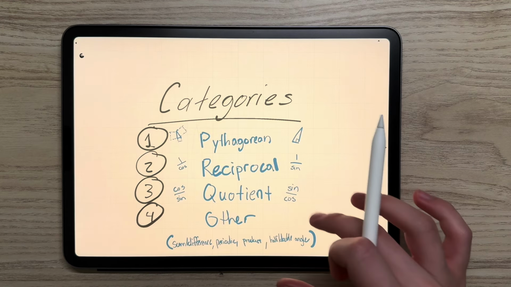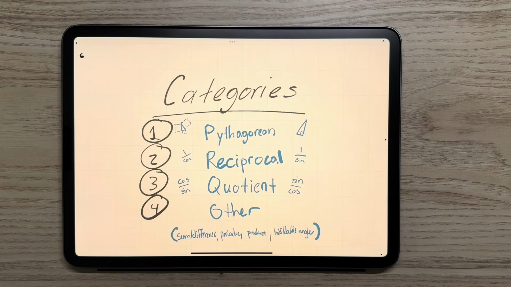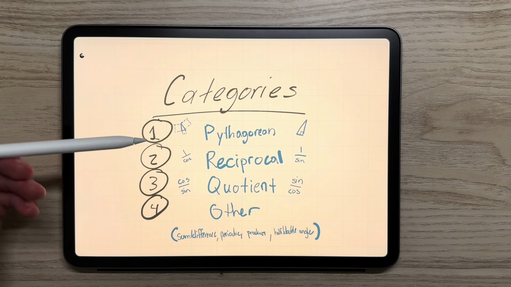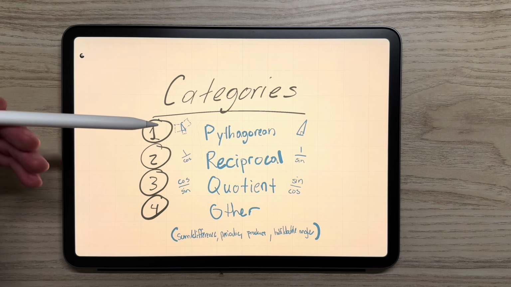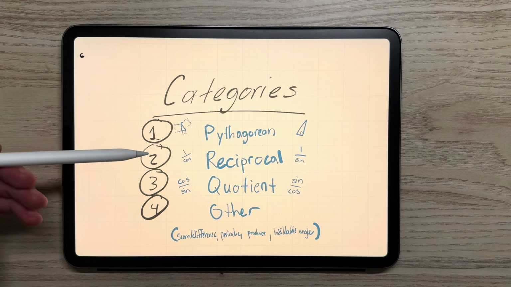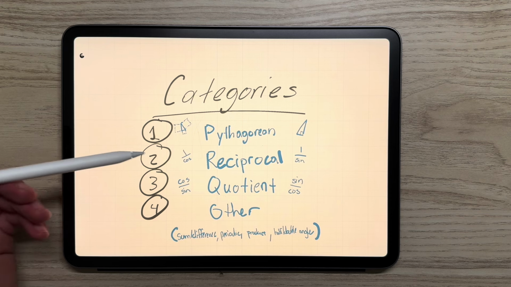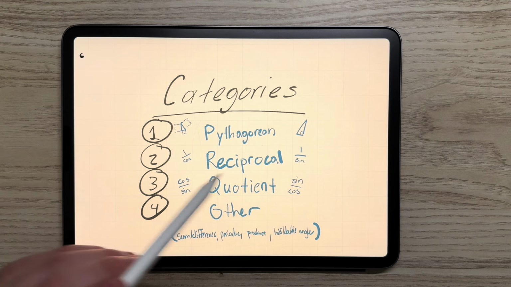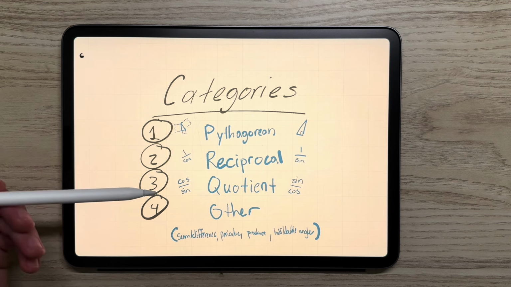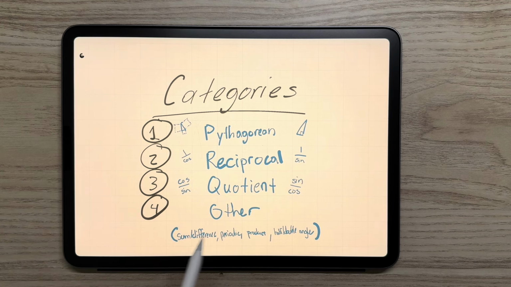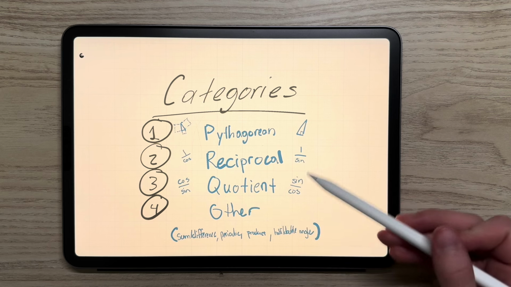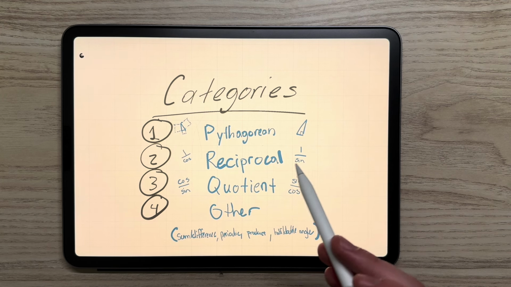So, the main categories that we're going to go over today are, number one, the Pythagorean identities, which are things that combine the Pythagorean theorem with trigonometry. We're also going to look at reciprocal identities, which are secant and cosecant, or 1 over cosine and 1 over sine, and quotient identities, which are cosine over sine and sine over cosine. There are also other identities like sum and difference, product, double angle formula, but today we're just going to focus on these three and how to combine them to prove other things.